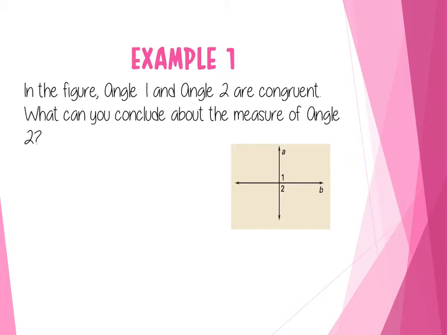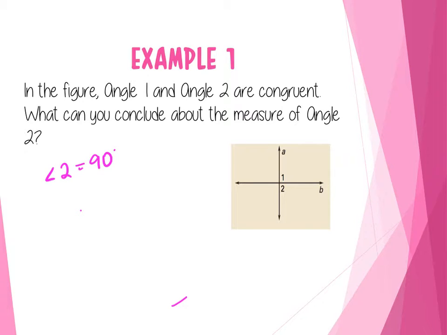All right, so example 1 says, in the figure, angle 1 and angle 2 are congruent. What can you conclude about the measure of angle 2? Since it's perpendicular, all four angles. Right? Yep, so what would be the measure of angle 2? Oh, 90. Yep.